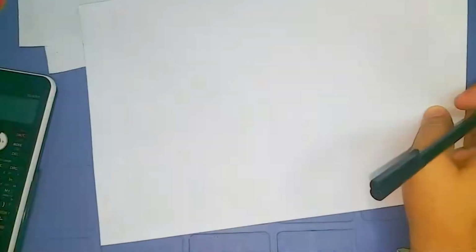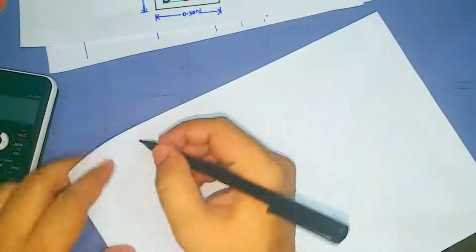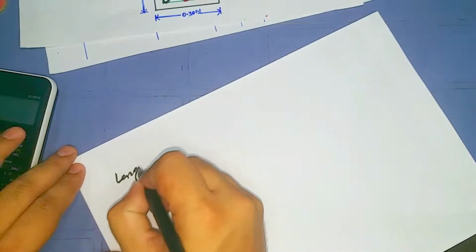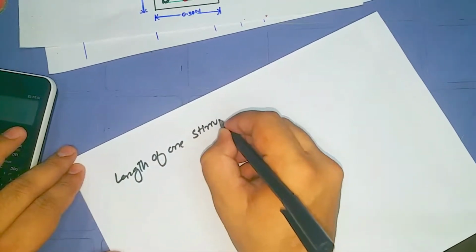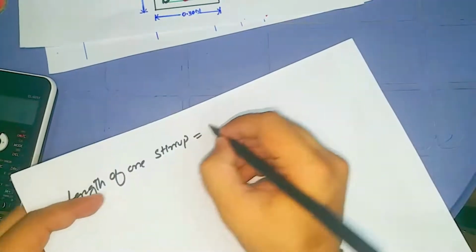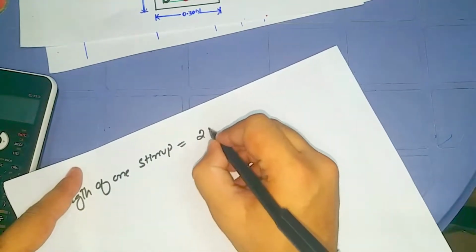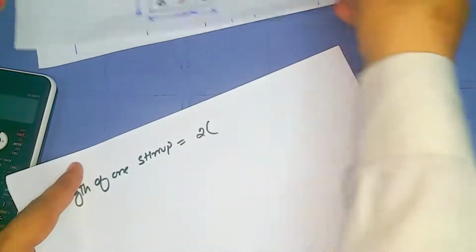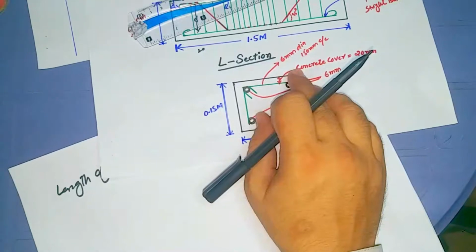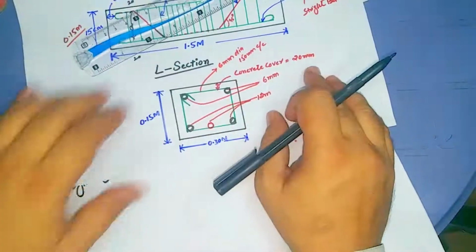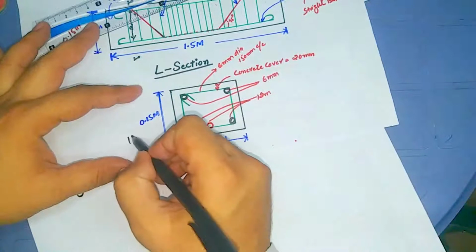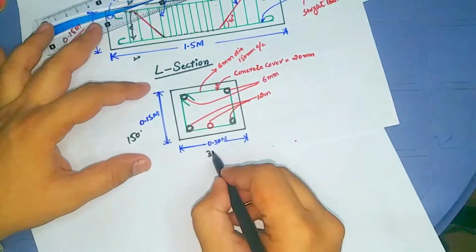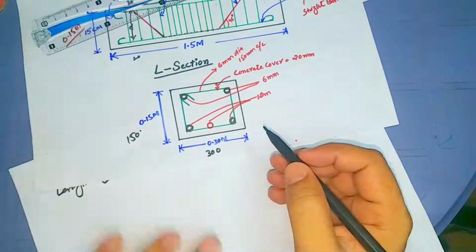Now we will calculate the length of one stirrup. One stirrup will be 2 into... Here is the cross section of the lintel, where I will explain the total cross section of the lintel, which is 150 mm in height and 300 mm in width.